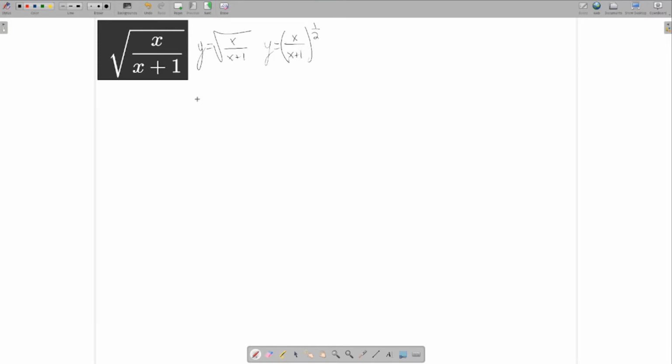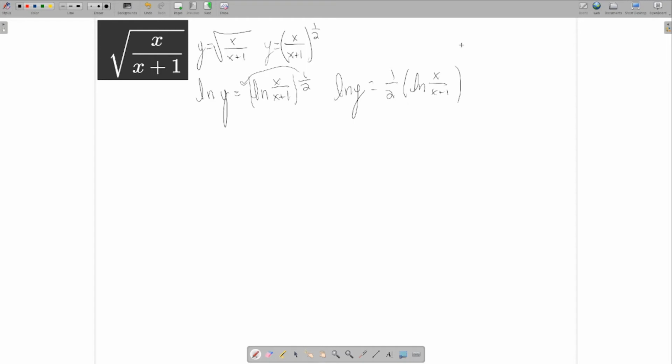So let's try it. Natural log of y equals natural log of x over x plus 1 to the power of 1/2. We can use the log exponents rule and bring this down to the coefficient. Natural log of y equals 1/2 natural log of x over x plus 1.